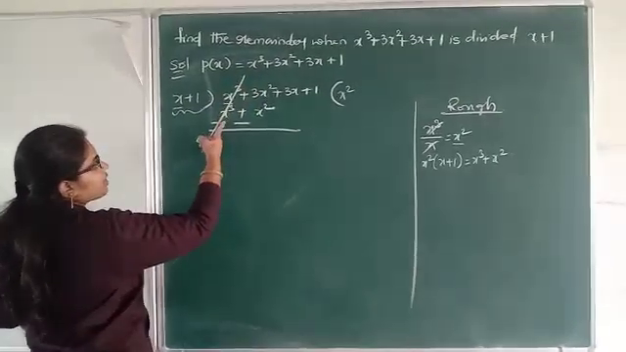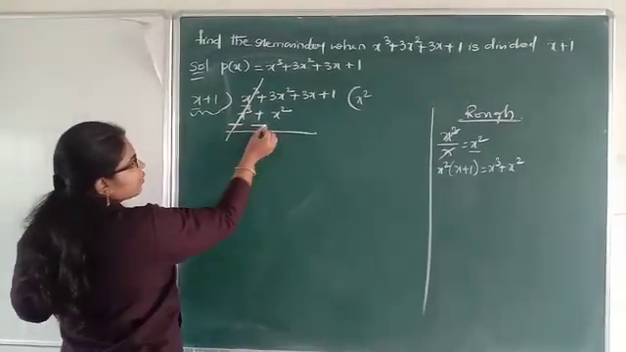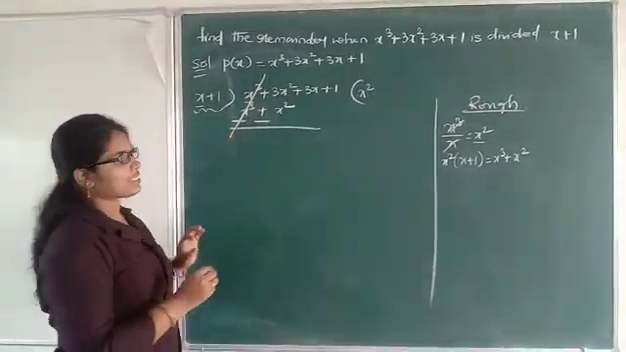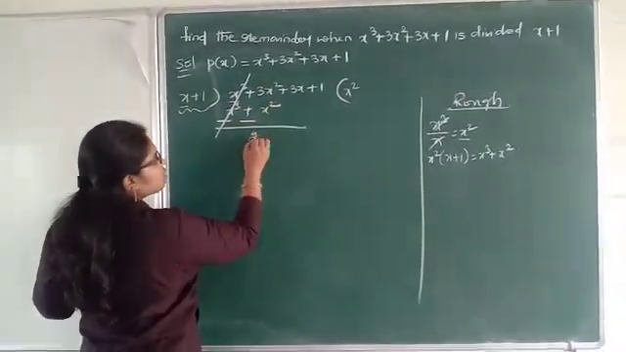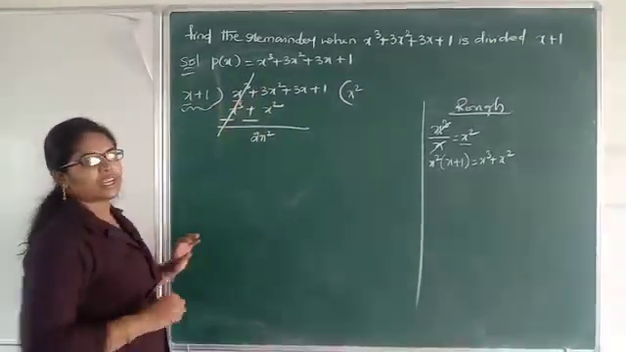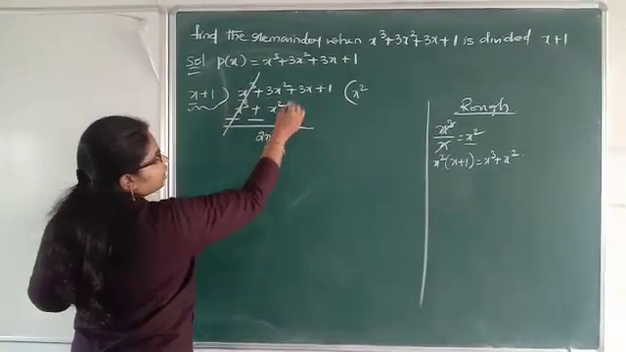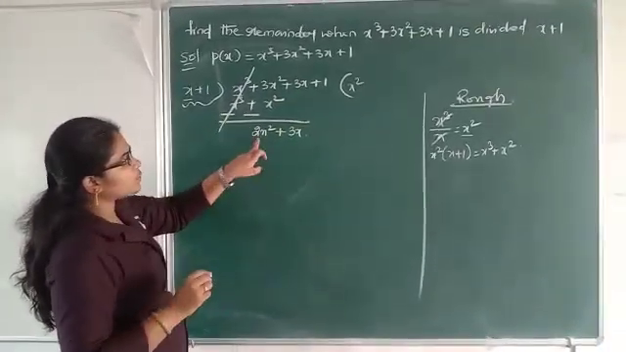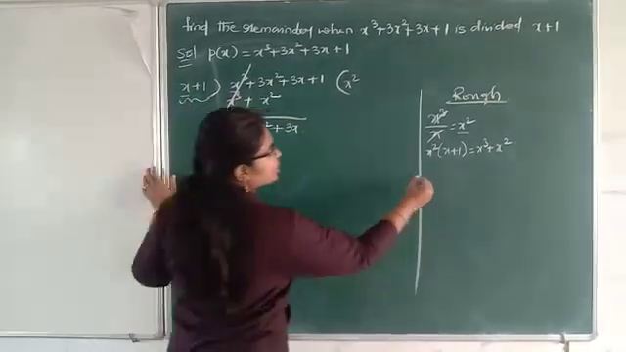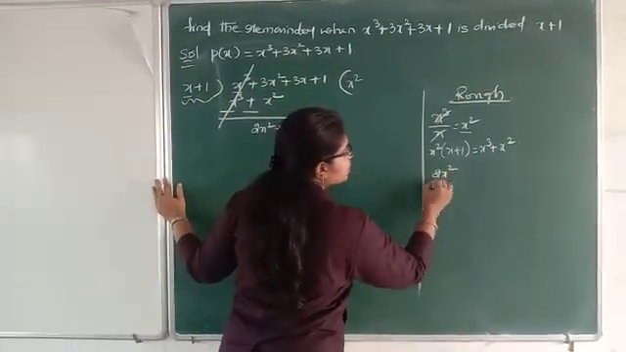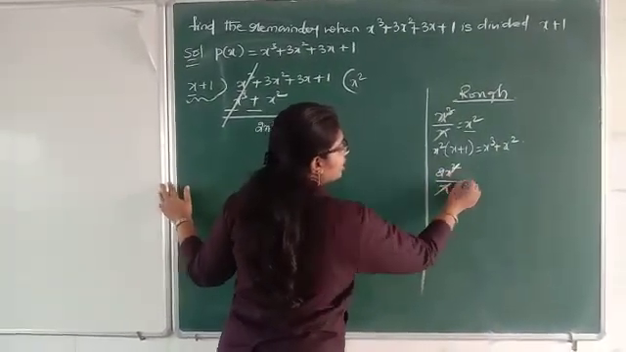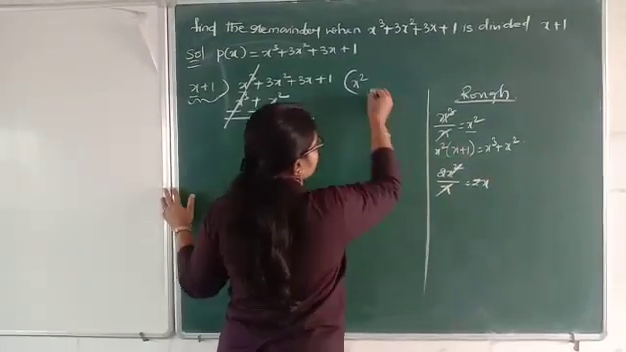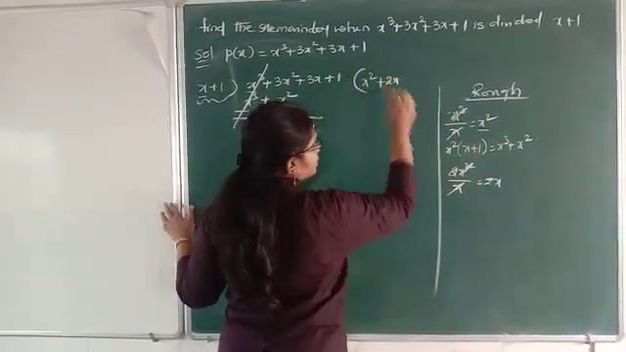Now minus into plus cancel. Now minus x square plus 3x square is 2x square. Why? Because in front of the bigger number there is plus x square. Now bring down the 3x, children. Now this first value with this first value, children. That means 2x square by x cancel. What you get? 2x. That means plus 2x, children.